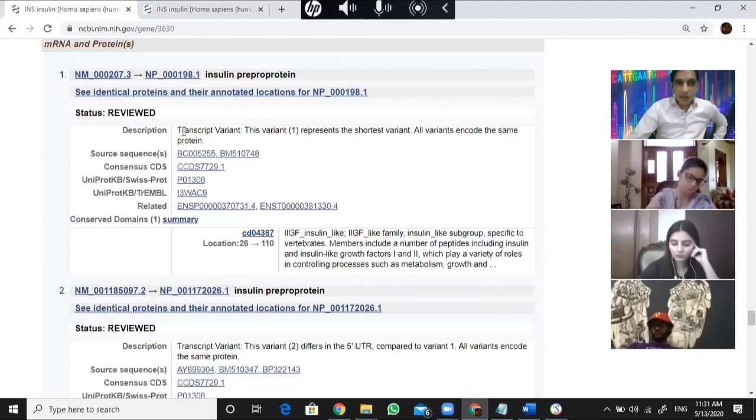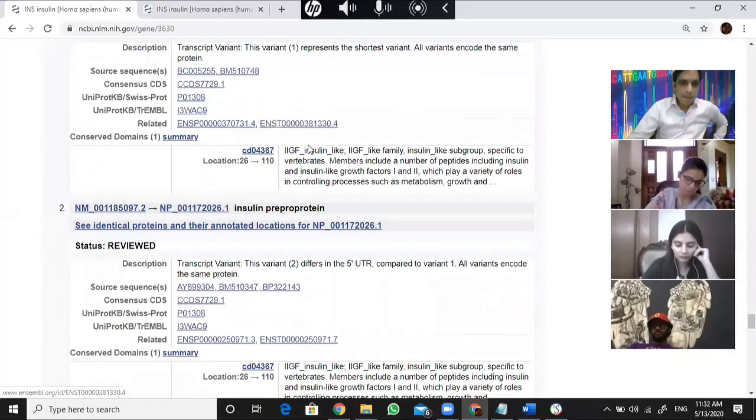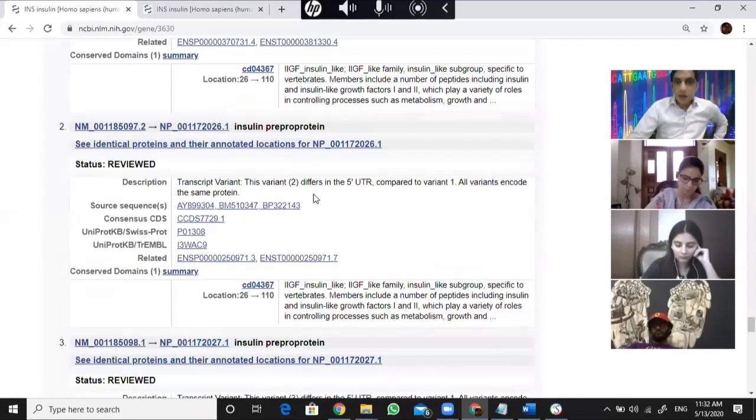So I will read the description. Transcript variant 1 represents the shortest variant. All variants encode the same protein. So it was reported, but they are producing the same protein. Okay. This variant differs in the 5' UTR compared to variant 1. So there is a little difference. Somebody reported that sequence as well, but the difference exists in the 5' UTR.